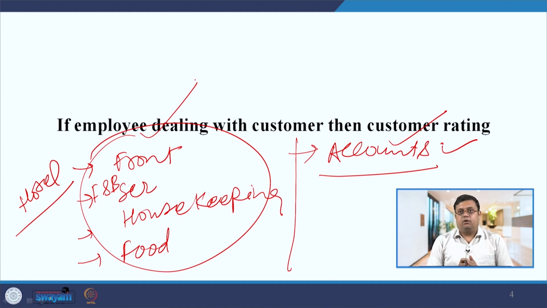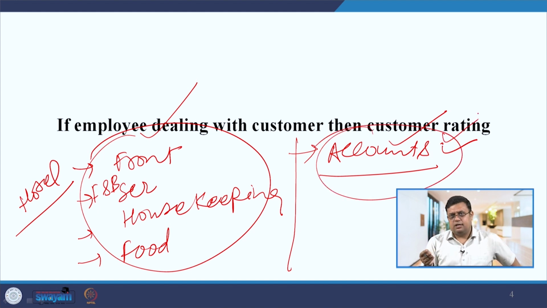It is very important for the growth of the organization, the growth of that particular department and the growth of that particular individual. That is what I am trying to make you understand when you are considering the rating in 360 feedback. In that case, you may not consider the customer rating for the accounts department, in order to develop the individual plan. But for developing front office, F&B service, housekeeping and food production employees, customer rating may be very important. So you must consider the customer rating for these departments.